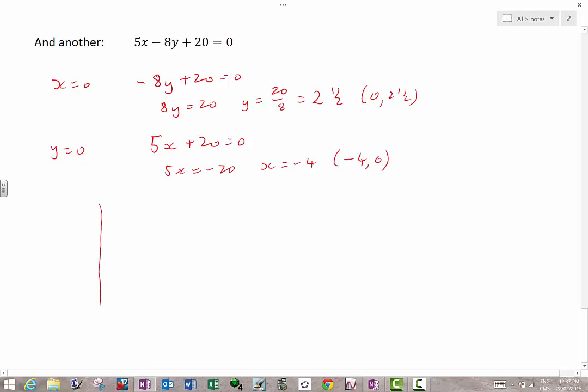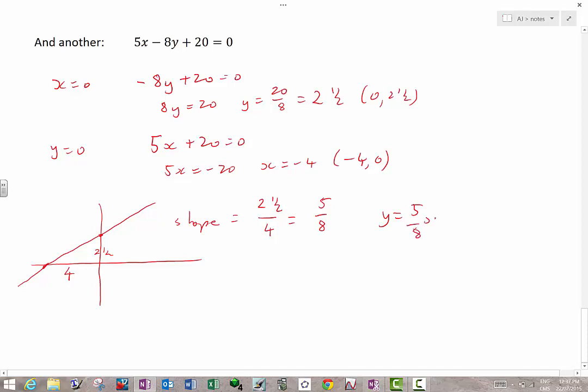We can sketch this quite easily. X equals minus 4 is over here, y equals 2.5 is over here. We have a difference here of 4 and a difference here of 2.5. Slope is increase in y over the increase in x, which simplifies to 5 over 8. And we already know the y-intercept is 2.5, so this is the same as y equals 5/8 x plus 2.5.